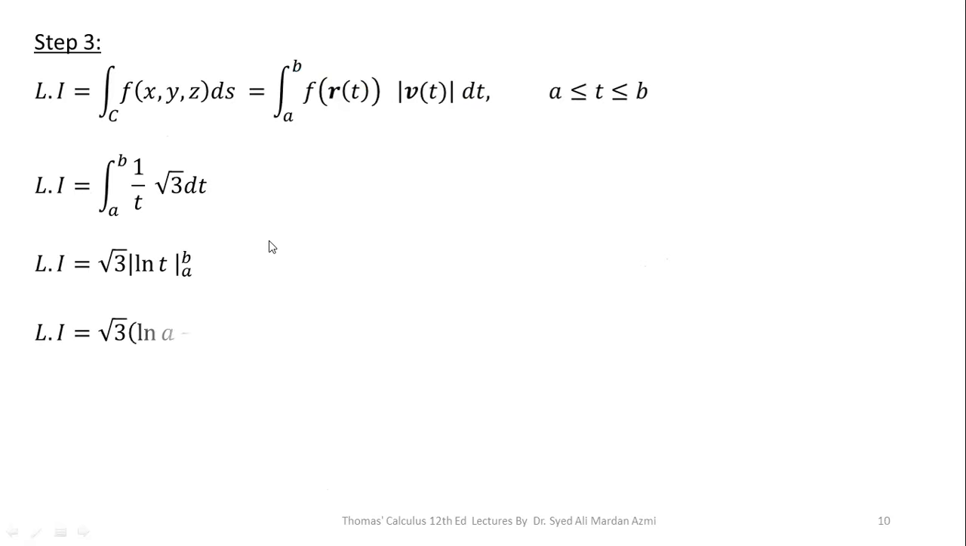In the next step, applying the limits, upper limit minus lower limit, we have square root of 3 into natural log of a minus natural log of b. In the next step, we can apply the property of natural log. So we have square root of 3 into natural log of a minus natural log of b as square root of 3 into natural log of a over b. And this is our required result.